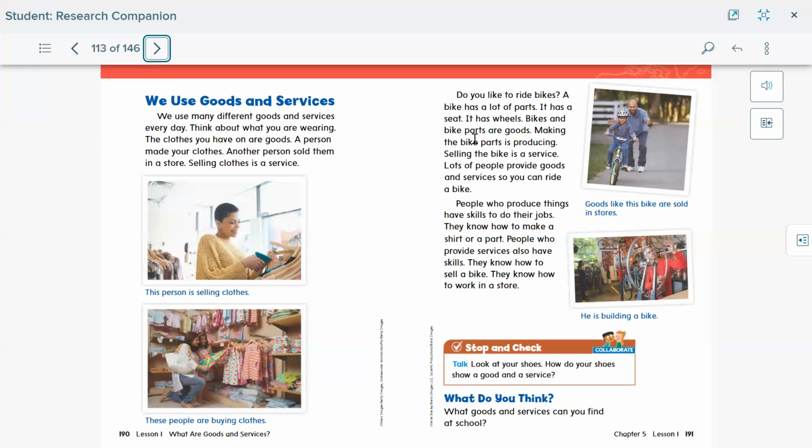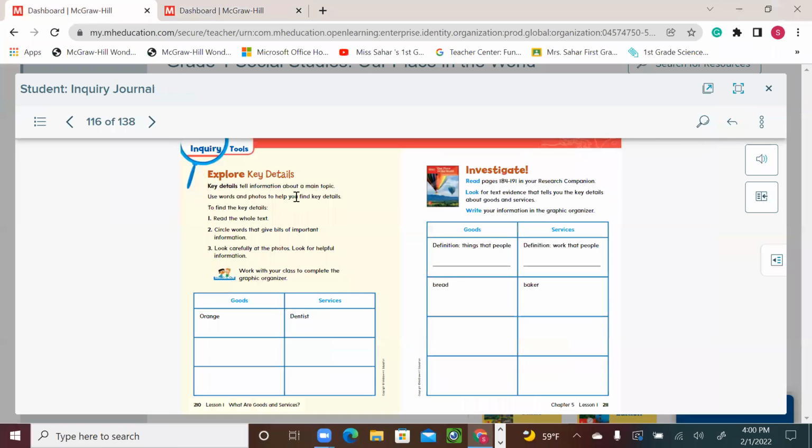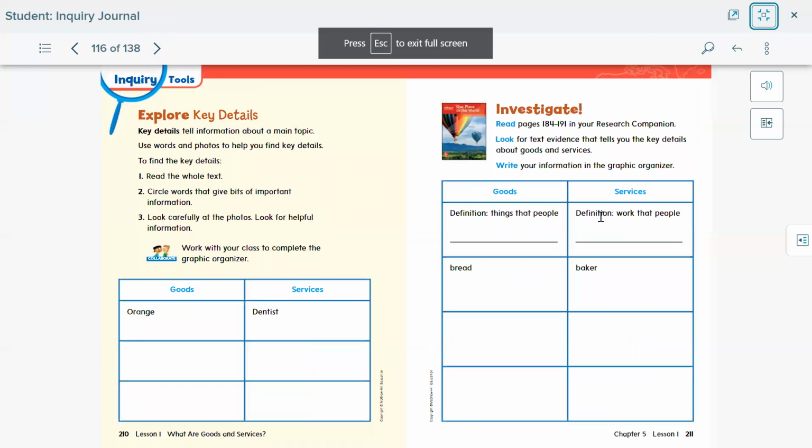Okay, so let's go to our activity. Page 211, and answer what we have, goods and services. So now we know the definition. We need to write down what goods mean and what services mean. So this is when we say the definition. So let's see what we have here.